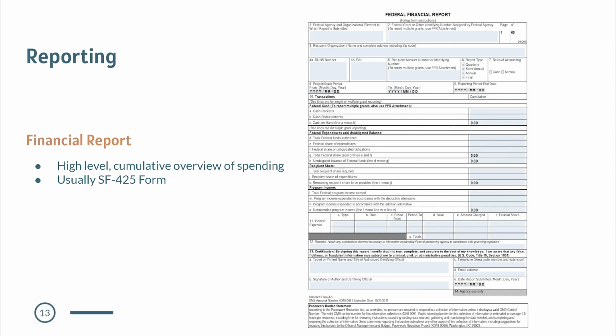The financial report provides a high-level overview of your spending, and it's typically submitted using the SF-425 form. This report is cumulative, meaning it shows how much of the award funding you've spent from the start of the grant award through the end of the reporting period. If your grant requires a match, it will also track how much of the required matching funds you've contributed.